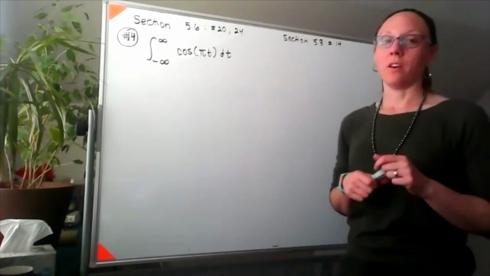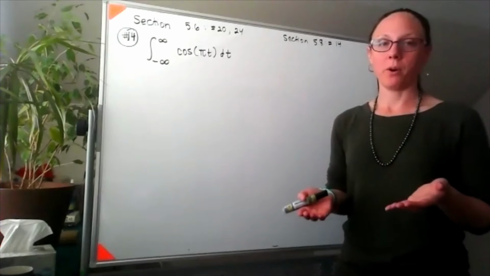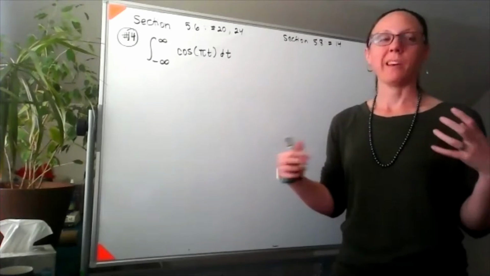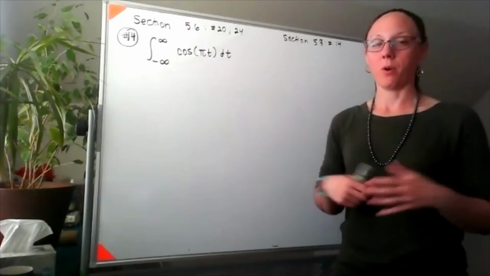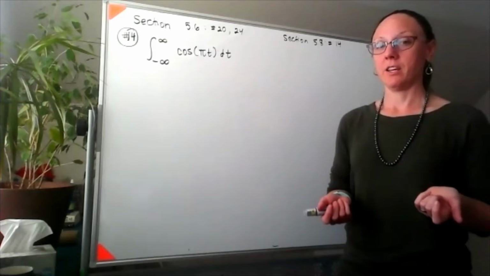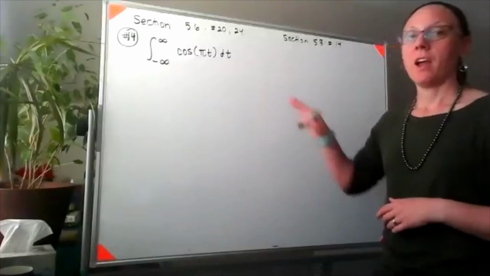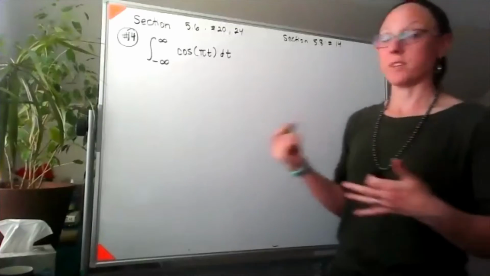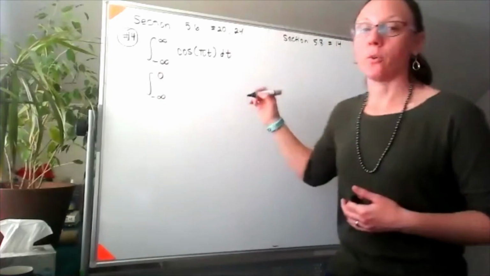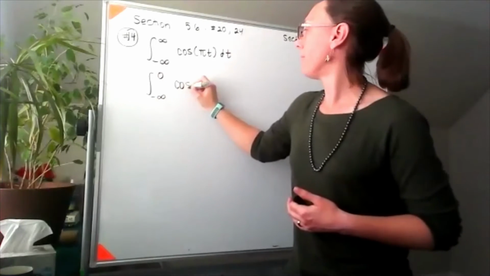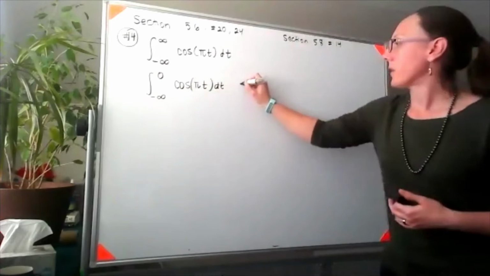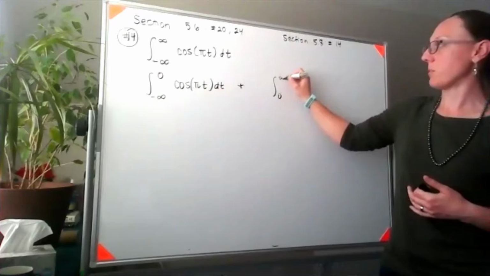For this one, if both of our bounds are improper, the first thing that we have to do is actually break this into two pieces, because we can only deal with one bound being improper at a time. So if I pick a number between negative infinity and infinity, I'll just pick the nice number of 0. I'm going to rewrite this integral as two separate ones. We're going to go negative infinity to 0, plus 0 to positive infinity.